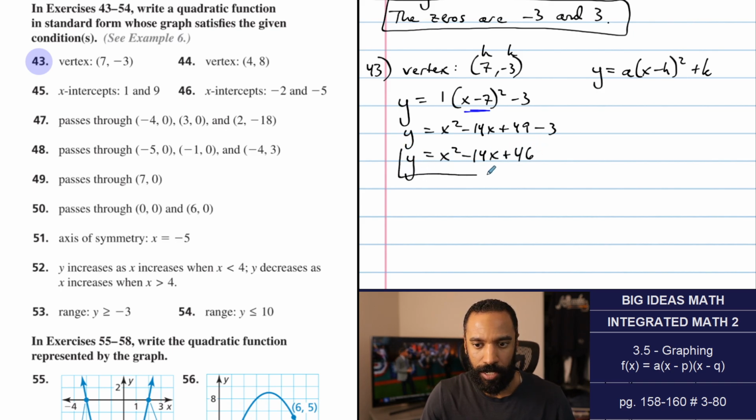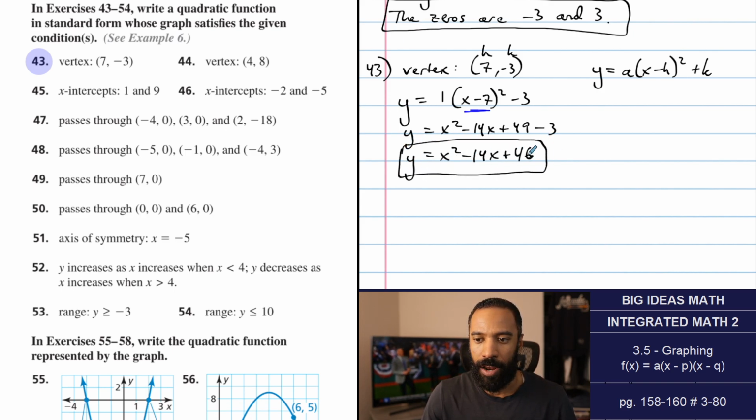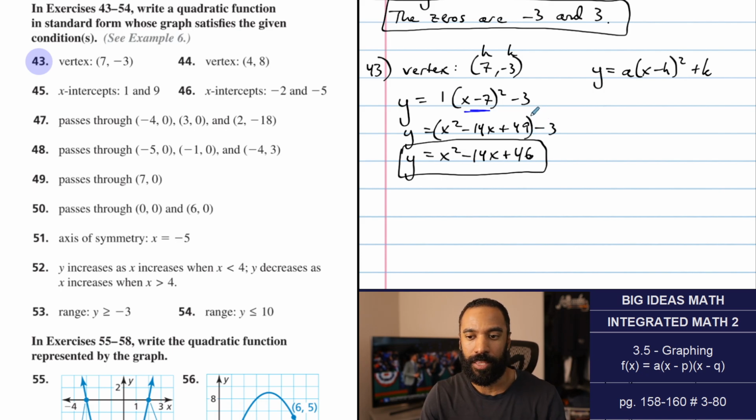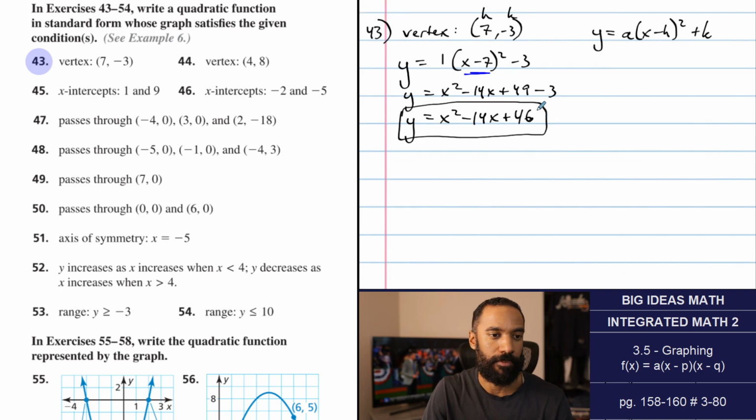And that is an answer. Any other answer is whatever you have a as. If a is -1, we swap the signs. If a is 2, you double these values. Well, you double these values right here, and then you do the -3 after. So it just depends on where you're at with it. But that's an answer for number 43.